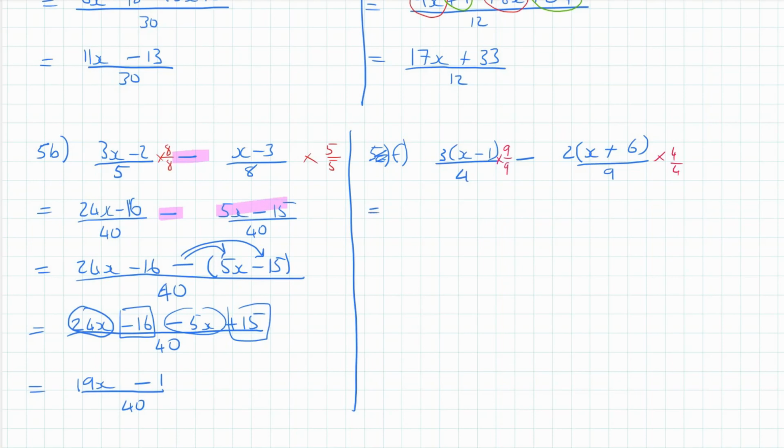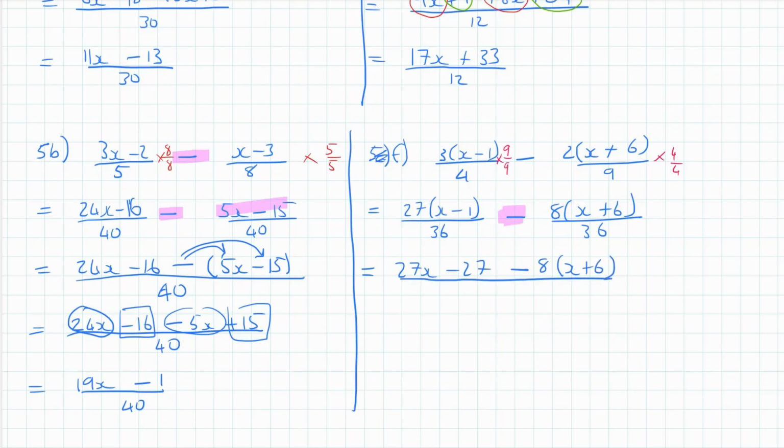And then next line, well, we get 9 times 3, so that's 27 bracket x minus 1. And that's all over 36 because we've changed our denominator. And then that 4 times the 2 will give us 8 here, so x plus 6 all over 36. Now be careful because we've got this minus here, which is going to apply a negative to everything over here. Right, so next line, we'll do it step by step. So I get 27x minus 27 minus, and then 8 bracket x plus 6 all over 36.